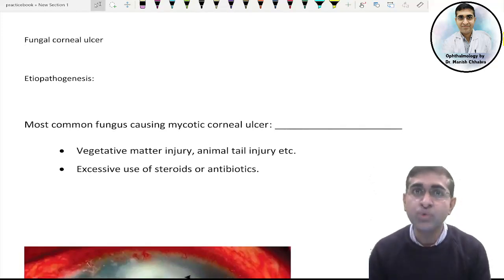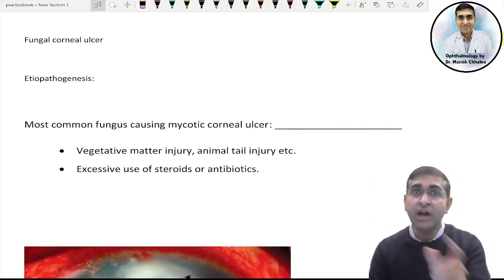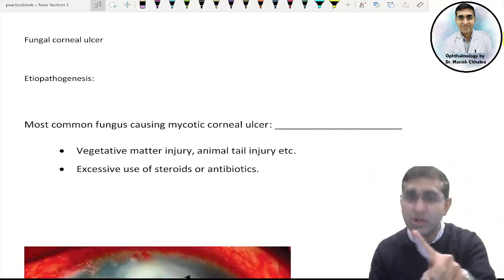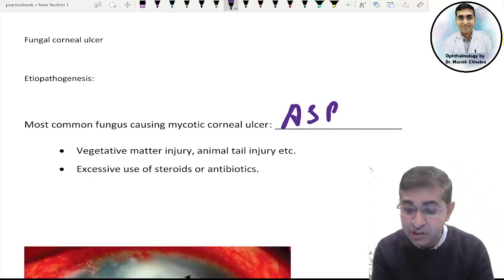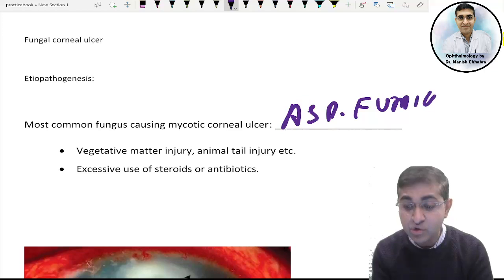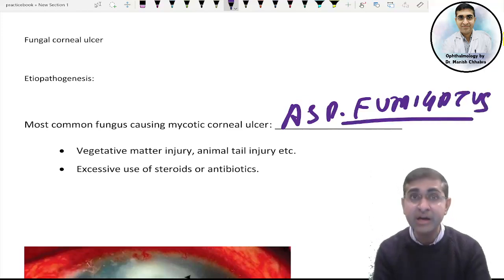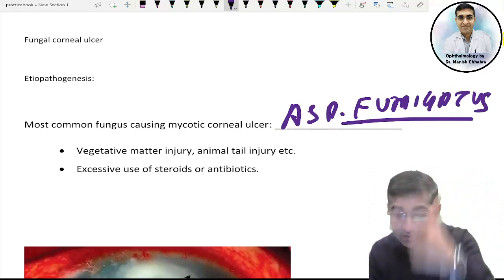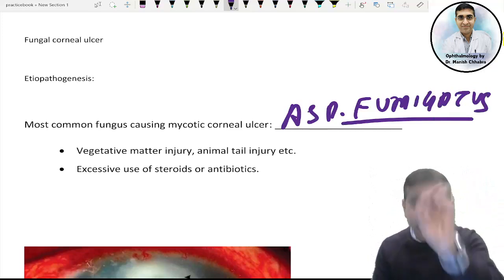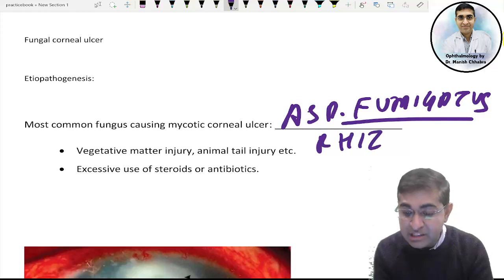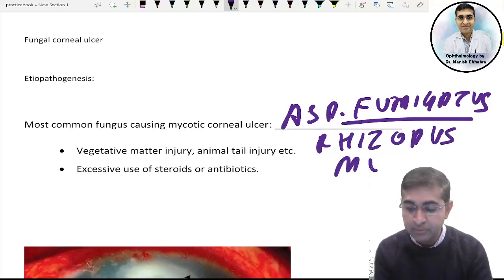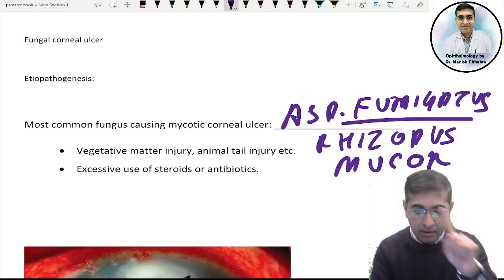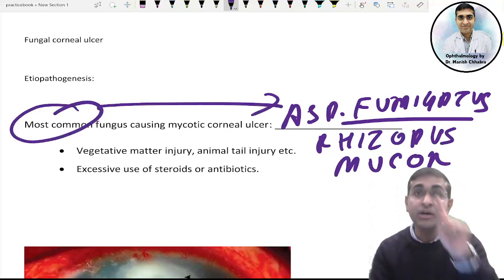Alright guys, let's quickly do fungal keratitis. Now the most common fungus causing fungal keratitis is Aspergillus fumigatus. This is your previous year question. The other species may be Aspergillus niger, Aspergillus flavus, and other fungi are Rhizopus and Mucor, right? Okay, but the most common remains Aspergillus flavus.